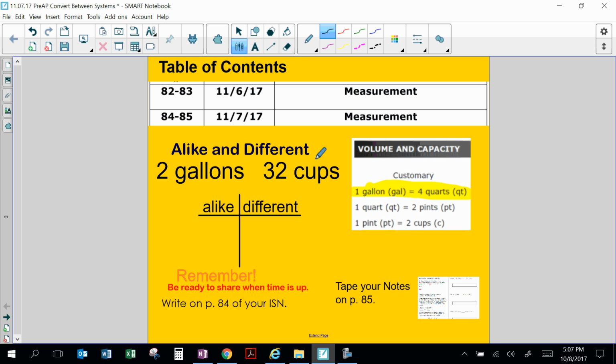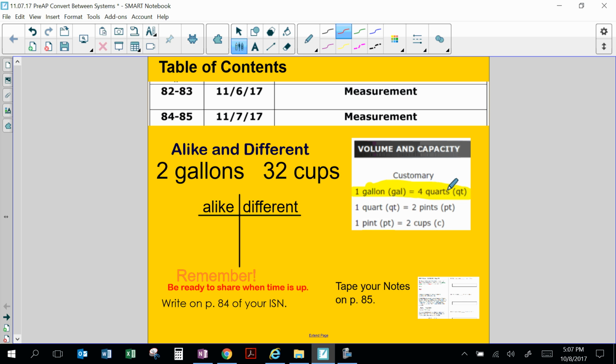Well, alike, they both measure liquid, and they're both part of the customary system, what we use here in America. Because I know when you buy gas, you put liters in your car, not gallons. How are they different? Well, gallons hold way more than cups, different type of numbers. But let's try to do some mathematics with this.